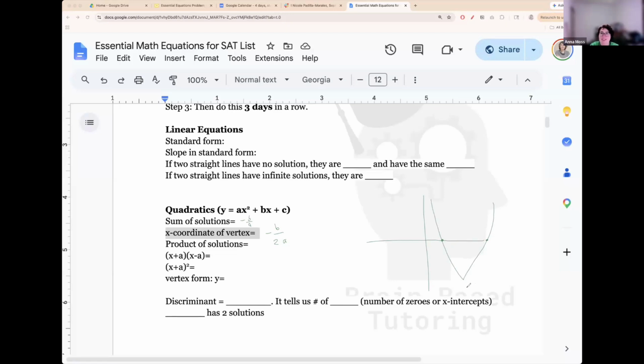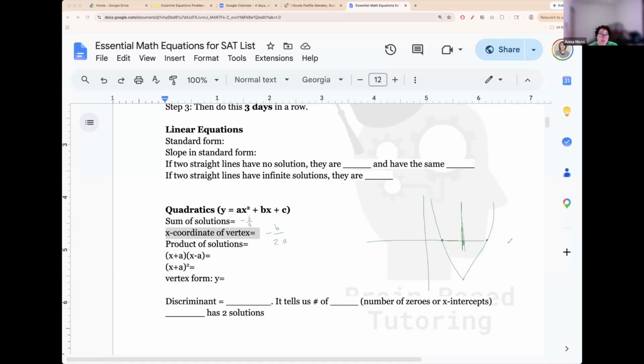Well, the vertex is exactly the midpoint between these. It's exactly the axis of symmetry. So if we average these, if we add them up and divide by 2, then we end up at the vertex, at least in terms of the x coordinate. So we sum them and divide by 2 to get this. If we just sum them, we just sum them.